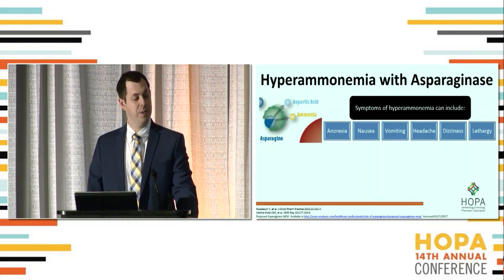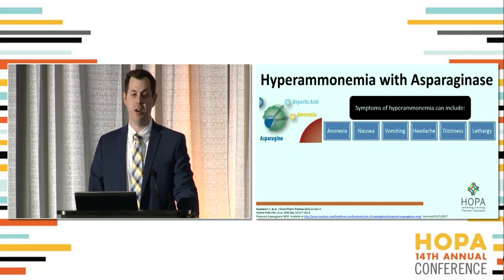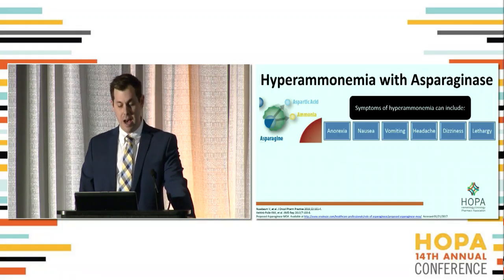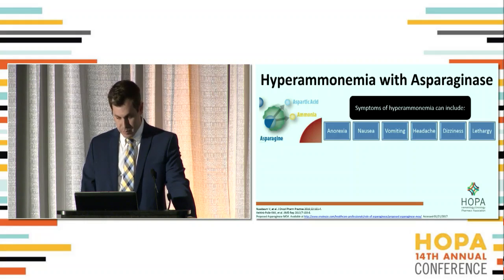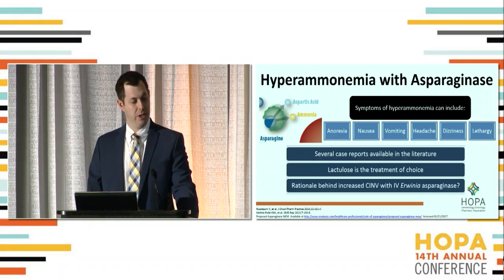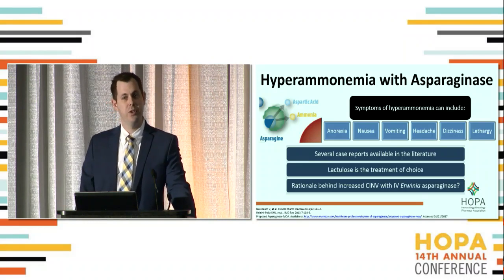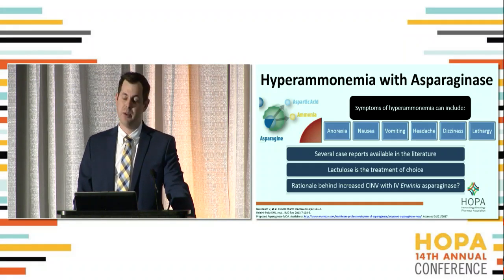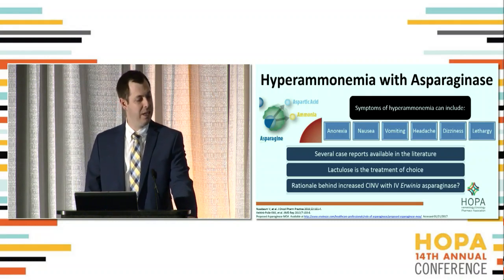So when we think about symptoms of hyperammonemia, things we think about are anorexia, nausea, vomiting, headache, dizziness, and lethargy, and overall just encephalopathy, just like our cirrhotic patients in the adult setting. As I mentioned, there are several case reports available in the literature. Lactulose would be the treatment of choice, as outlined by some of those case reports, where you would trap that ammonium ion in the gut and also, through the cathartic action of lactulose, excrete that out to decrease your encephalopathy.